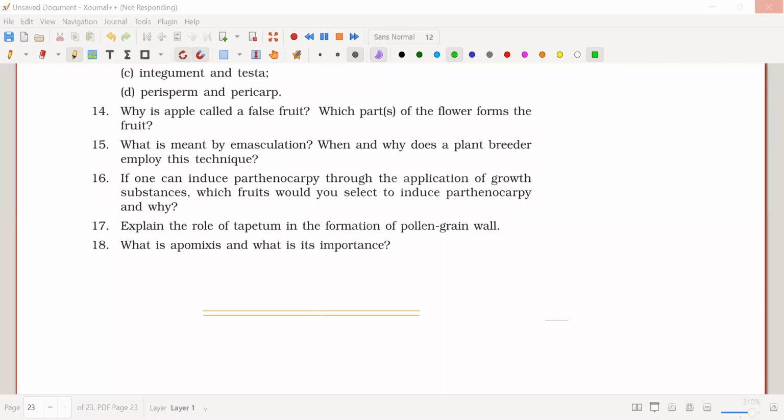Gametogenesis. The primary sex organs, the testes in the male and the ovaries in the female, produce gametes, sperm and ovum respectively, by the process called gametogenesis.